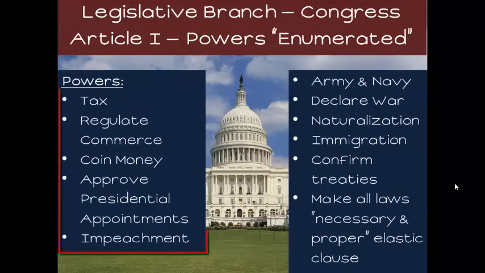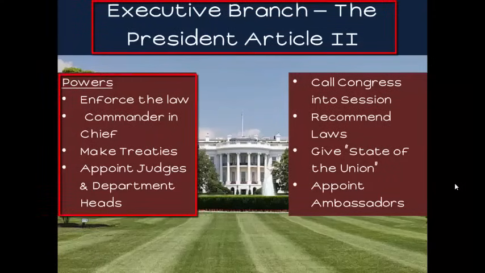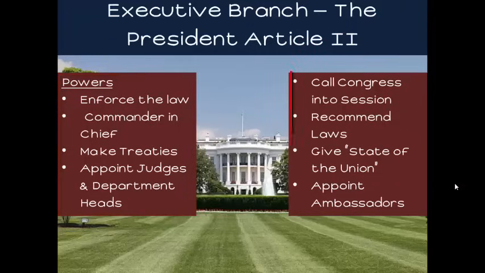Congress has the power to tax, regulate commerce or trade, coin money, approve presidential appointments, impeach or remove from office the president or judges, support the Army and Navy, declare war, make the rules of naturalization and immigration, confirm treaties, and make all, quote, necessary and proper laws, which we call the Elastic Clause. The executive enforces the law. They are the commander-in-chief. They sign treaties, appoint judges and department heads, and can call Congress into special session. Remember, the executive also recommends laws and appoints ambassadors.